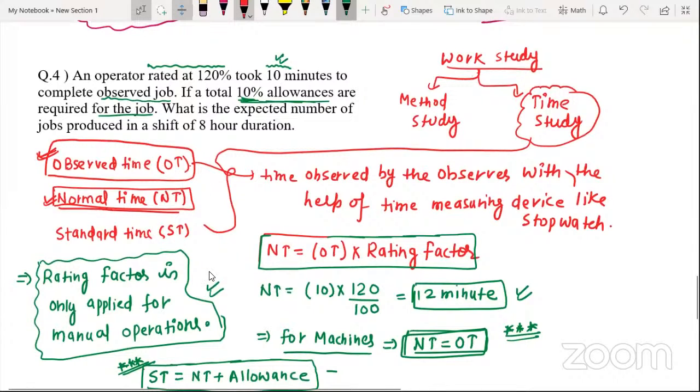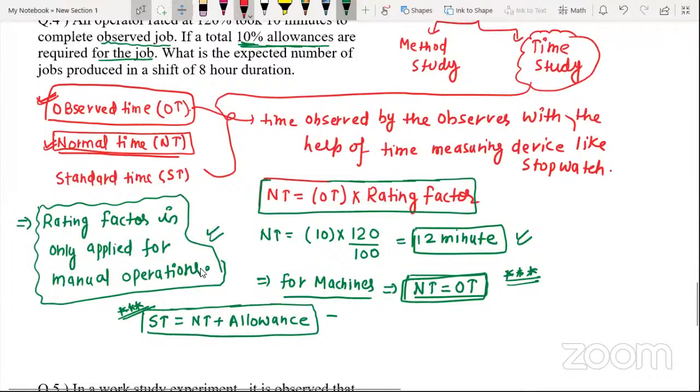Three types of time are there: observed time, normal time, and standard time. Observed time is the time observed by the observer with the help of a stopwatch. Normal time is the time taken by a normal worker. Normal time is observed time into rating factor, and the rating factor is also known as performance rating. It is just like efficiency.